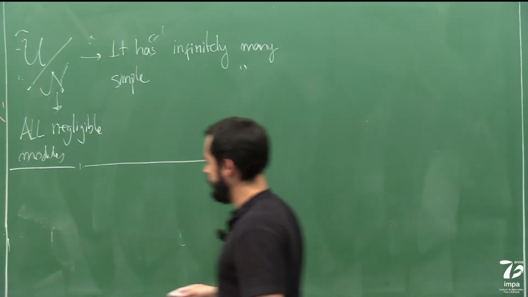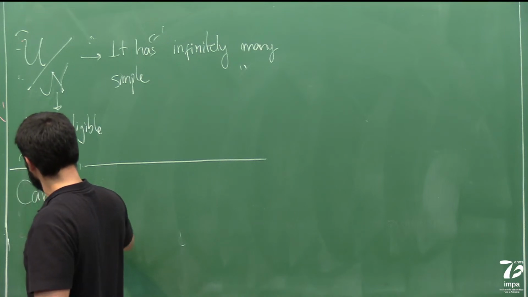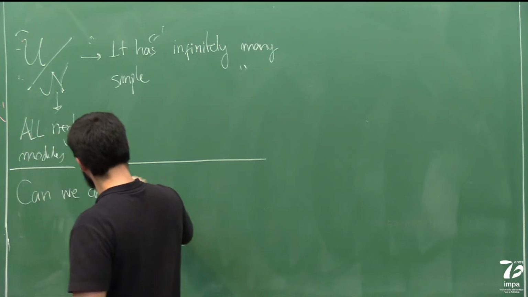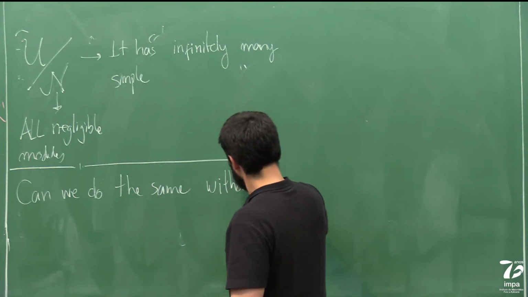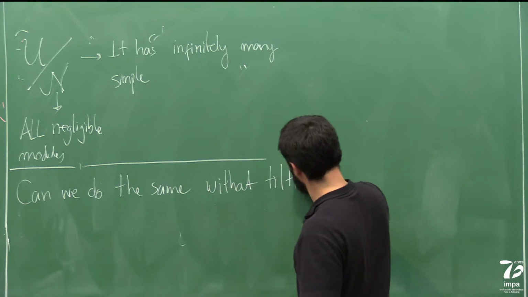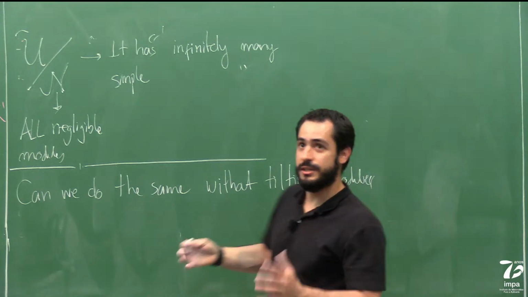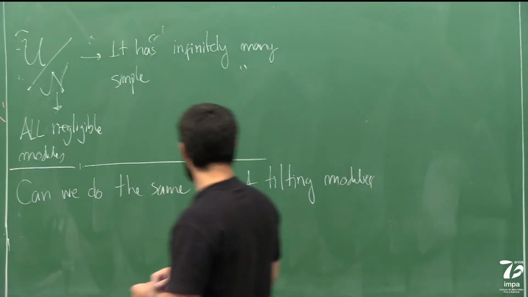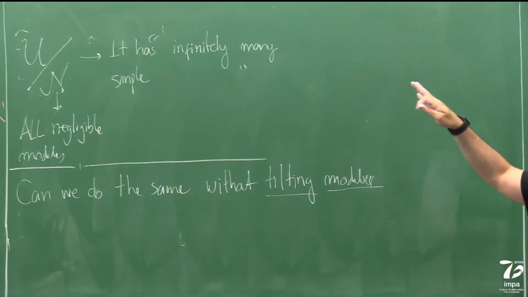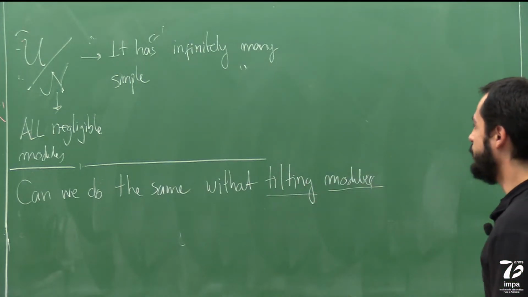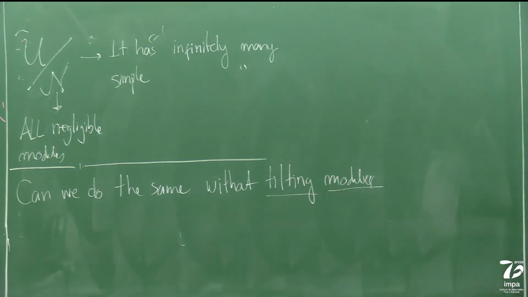So the question is, can we do the same without tilting modules? A more intrinsic construction that depends on the whole category. And why without tilting modules? Because tilting modules are really special in this kind of category. They are not possible to define in more general categories or Hopf algebras or something like this.